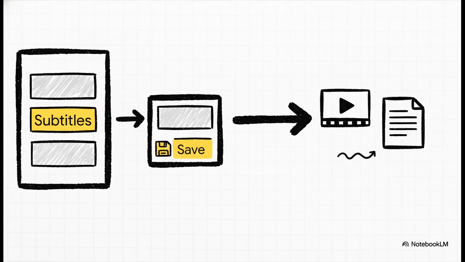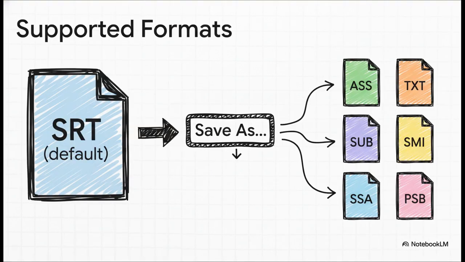Of course, you're going to want to save all this hard work. To keep the subtitles forever, just head back to that Subtitles menu one last time and hit Save Subtitles. It'll automatically suggest a file name that matches your video, which is perfect for keeping things organized. By default, it saves as a standard SRT file, which is what you want 99% of the time.